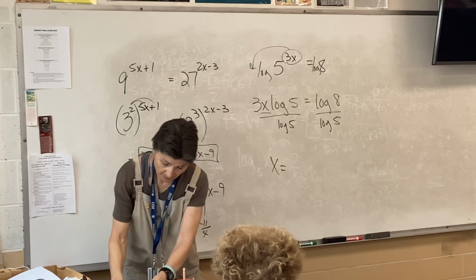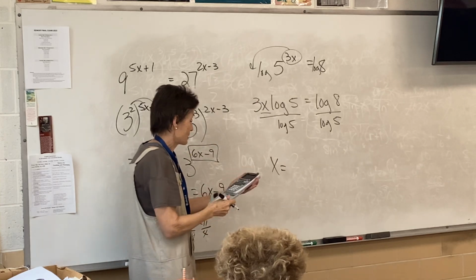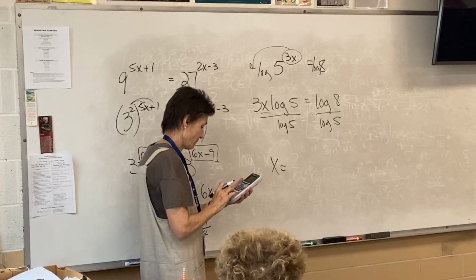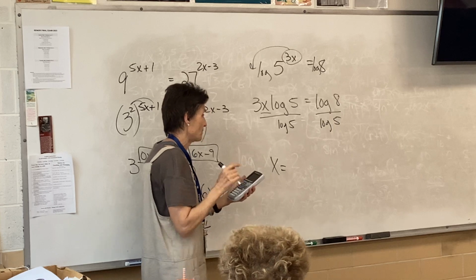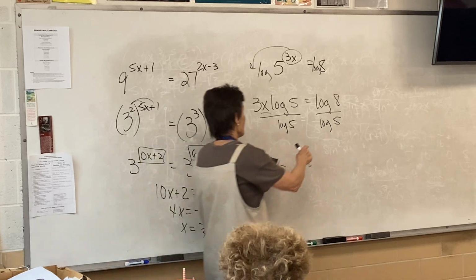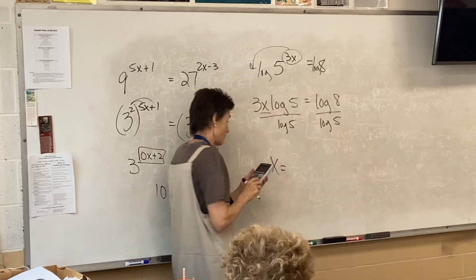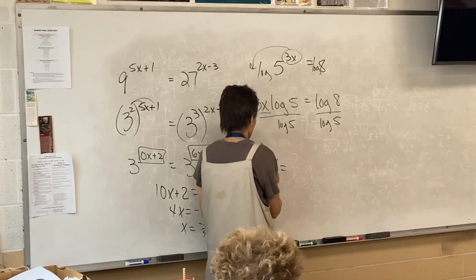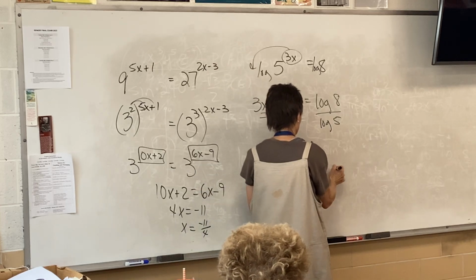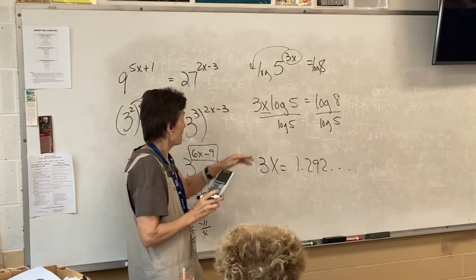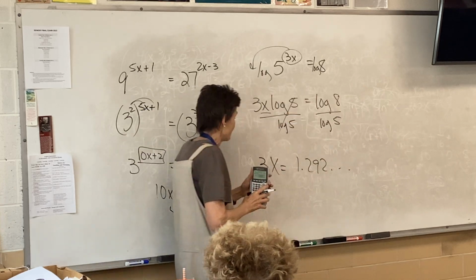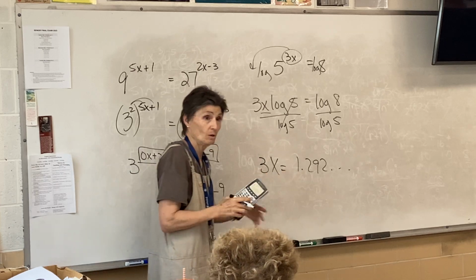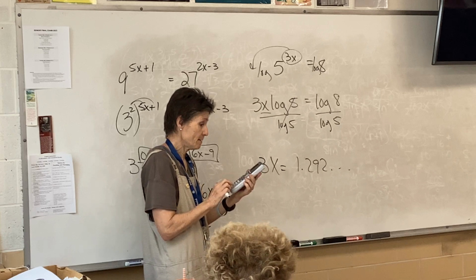So that's a calculator thing. So log 8 divided by log 5. If your calculator requires you to put in parentheses when you hit log 8, make sure you close the parentheses before you hit divided by log 5. Okay, so I got 1.292, a whole bunch of stuff there. But if I only divided by log 5, that leaves me with 3x equals. So now I have to take that decimal and divide by 3.